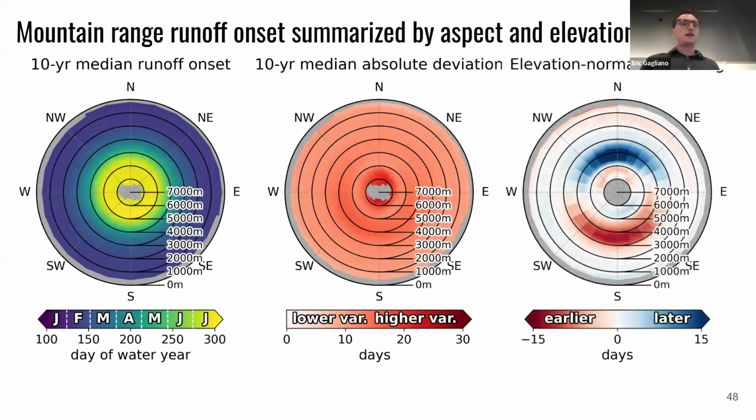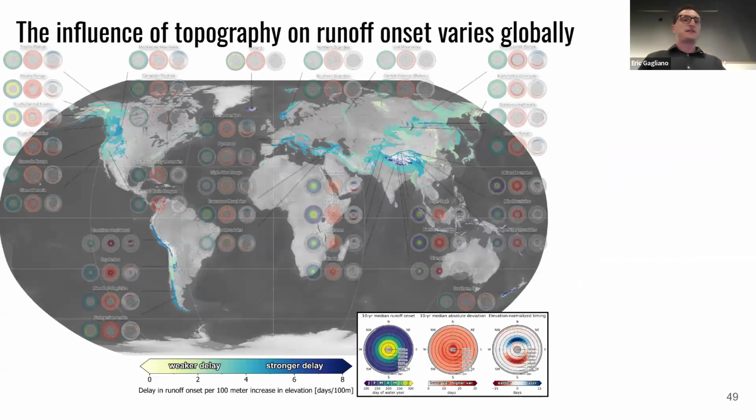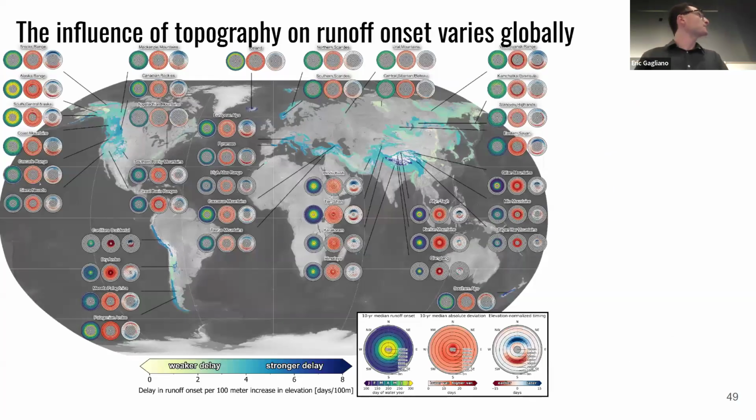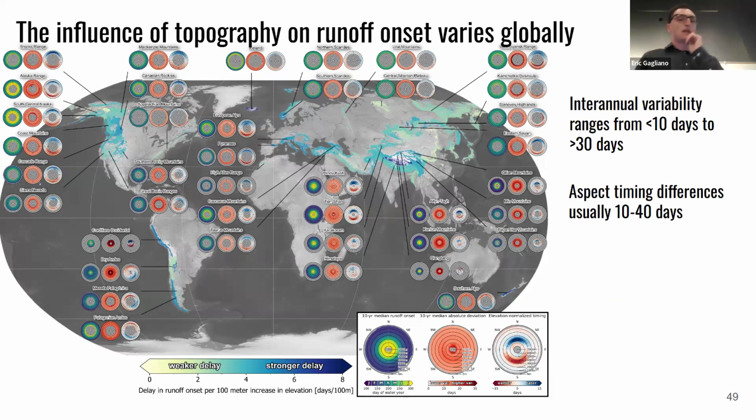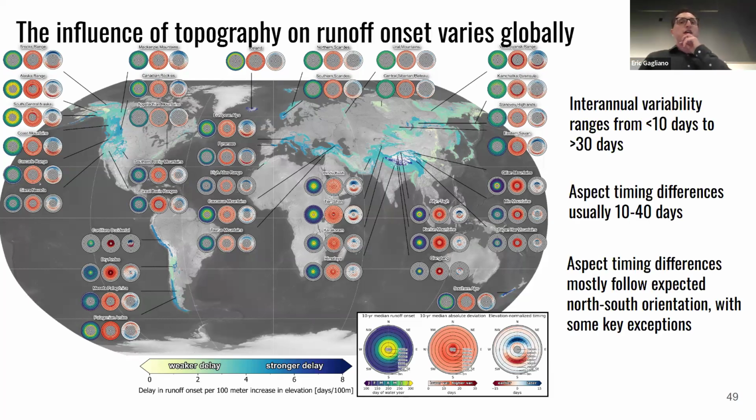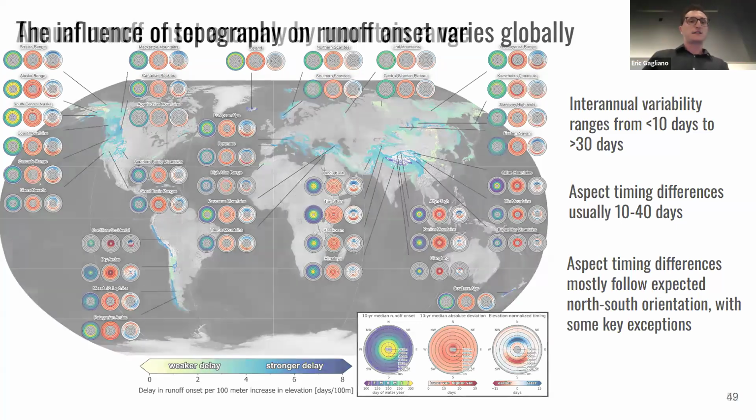So in the interest of time, I'm going to skip past this slide, but basically what we were looking at is the different sides of the mountain ranges and what sides might melt first. Some key takeaways from this were that these differences, for the most part, follow these north-south orientations, as you'd expect. In the northern hemisphere, the south sides of the mountains would melt first. But there were some key deviations that, if you want to talk about, we could discuss.